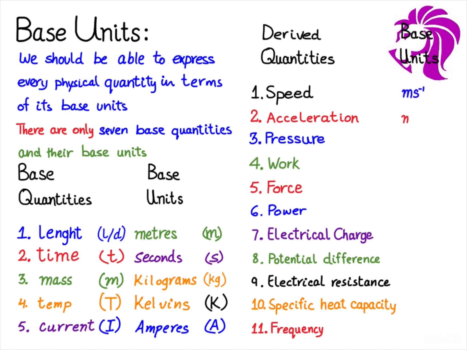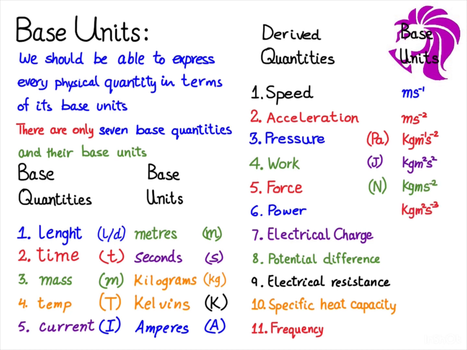The unit for speed is meter per second. Acceleration, it's meter per second square. Pressure, it's kg per meter per second square. Its other unit is pascals, but the base unit is kg per meter per second square. For work, its unit is joules, but the base unit is what? Kg meter square per second square. For force, the unit is newtons, but its base unit is kg meter per second square.